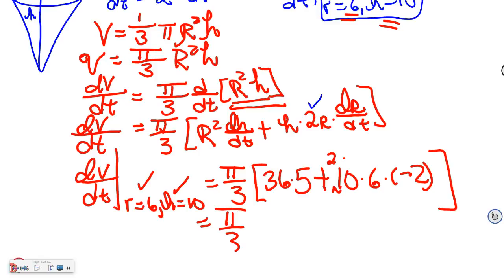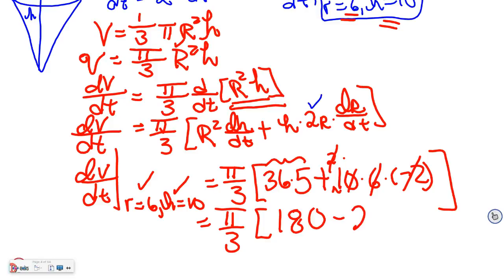I'm going to have pi over 3, pi thirds. 36 times 5 is 180. 20, 120. Negative 240. 180 minus 240 is negative 60. And that's times pi thirds, which is going to give me negative 20 pi, which was the correct answer.